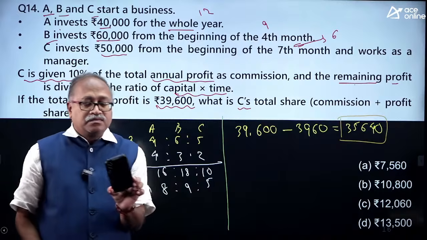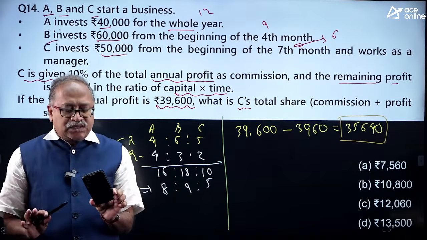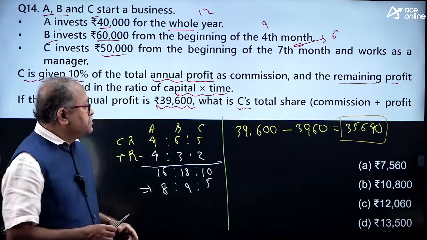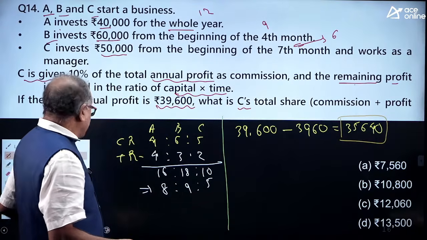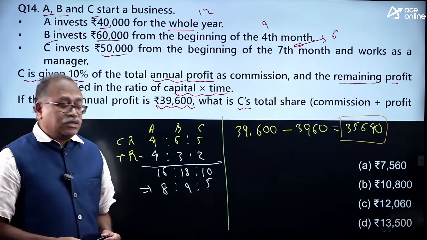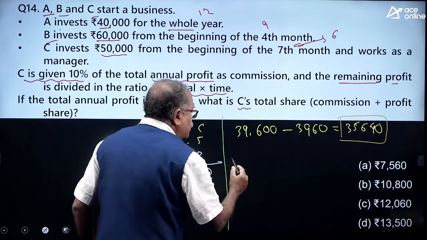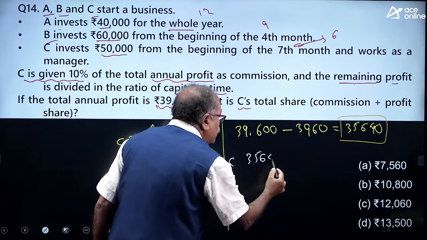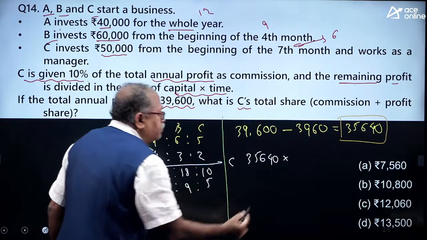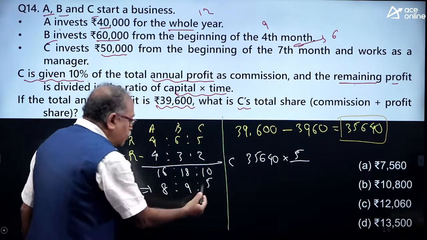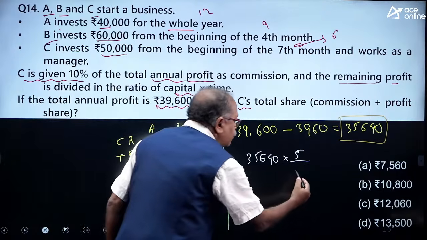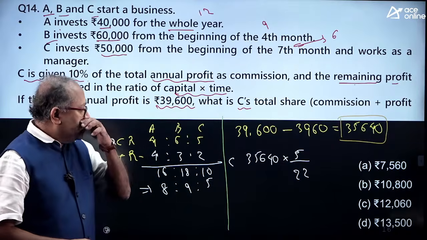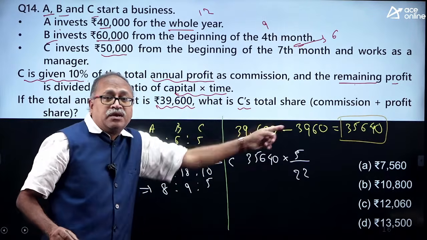Anyone answered it? Don't worry, even if you are not answering it, a day will come if you keep attending the classes and keep practicing. You will be very, very comfortable answering this question. So, here let's find out C's share, and C's share is 35640 into 5 parts out of how many parts? That is 17 plus 5, 22. So, one cancellation and multiplying by 5, you are getting the profit part, and add this commission, your answer is ready.